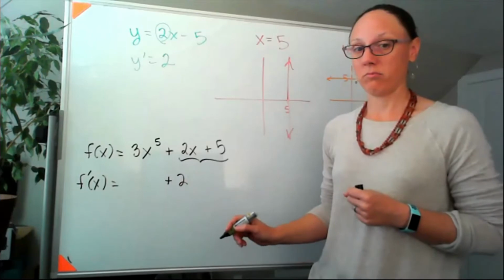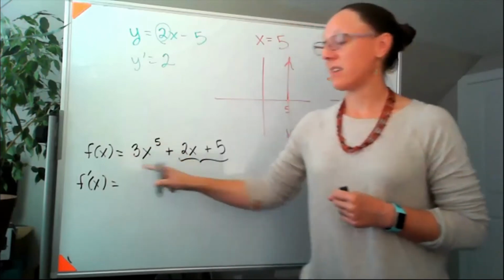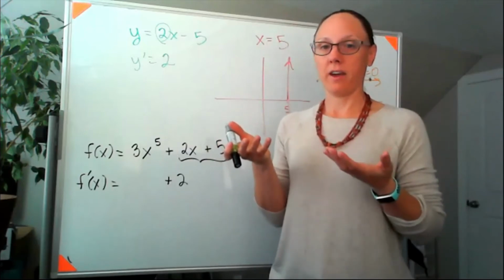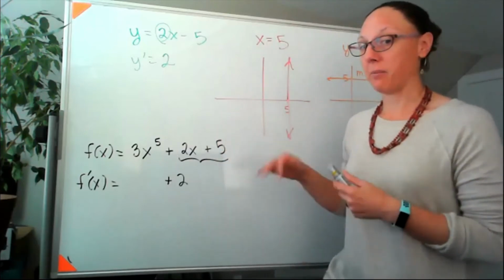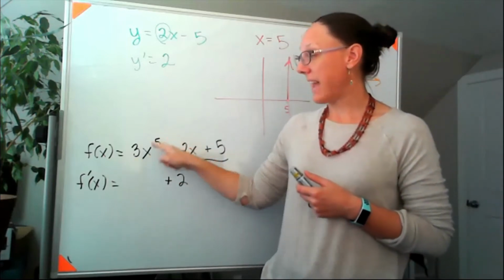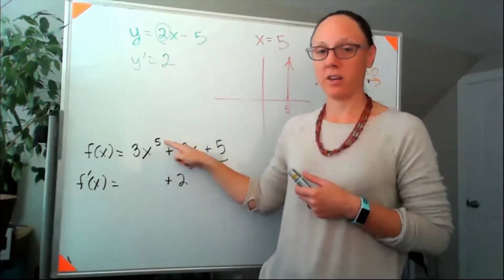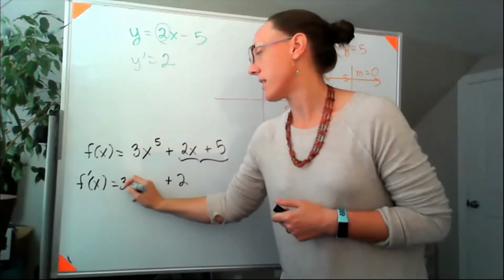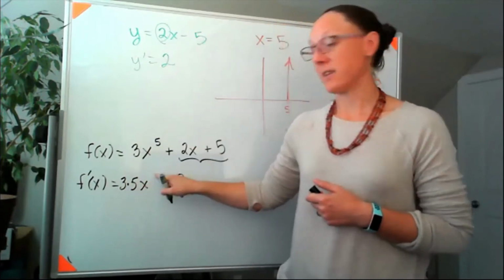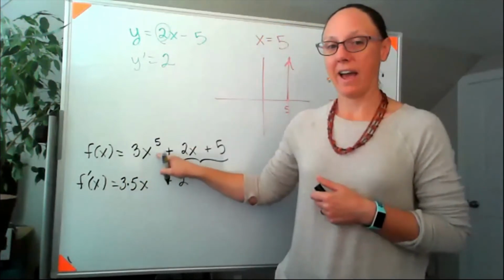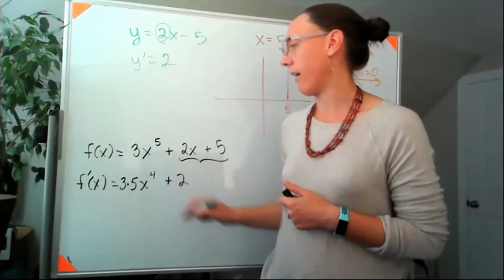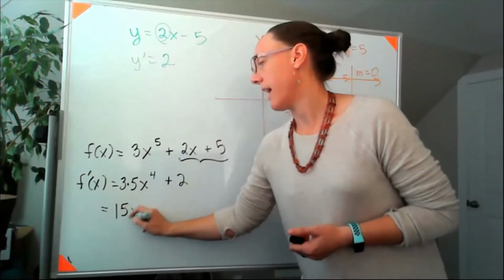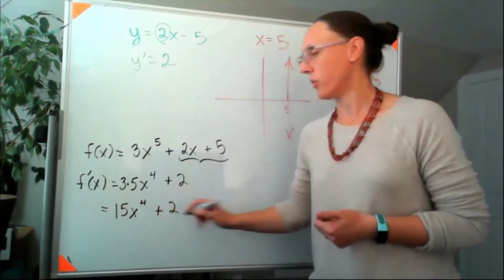It's 2. Now the derivative of 3x to the 5th, if we combine that coefficient rule with the power rule, then I'm going to take the current exponent and multiply it down in front so that I'd have 3 times 5 and then subtract 1 from the exponent. So I had an exponent of 5, I'm going to subtract 1 and get 4. And then we can simplify that if we want to say 15x to the 4th plus 2.